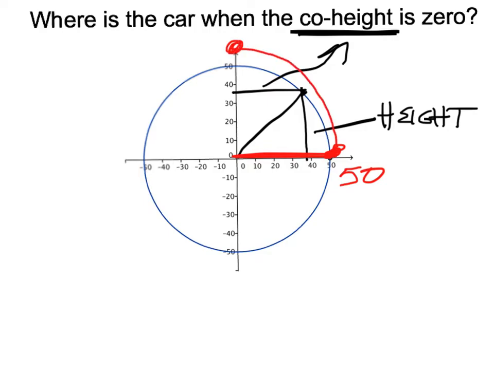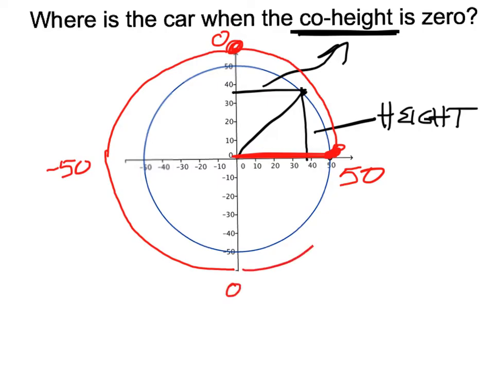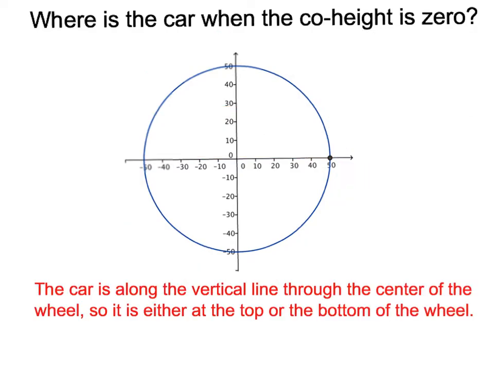At the top, it would be 0. We're moving down here. What would the co-height be? Negative 50. We're moving down to here. What is the co-height? 0. And what is the co-height here? 50. Remember, it is the distance from here in. If the car is here, it's the distance here in. And when it's on the y-axis, there is no distance to measure. It is 0. So the car is along the vertical line through the center of the wheel. So it is either at the top or the bottom of the wheel where it is 0.